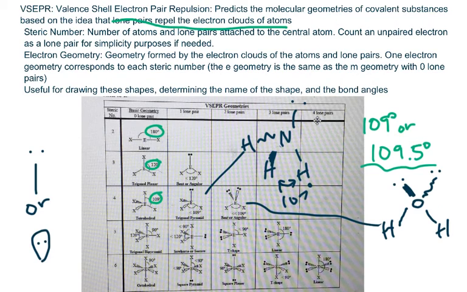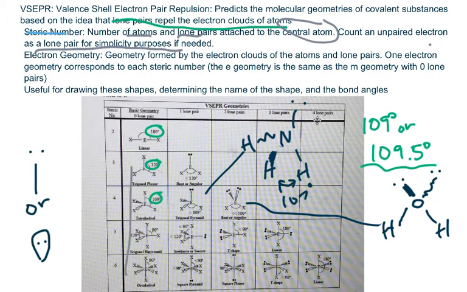Now let's talk about something called a steric number. A steric number simply tells you the number of atoms and lone pairs that are attached to a central atom. And if you have an unpaired electron, such as an electron that's alone, then you can count it as a lone pair for simplicity purposes if needed.